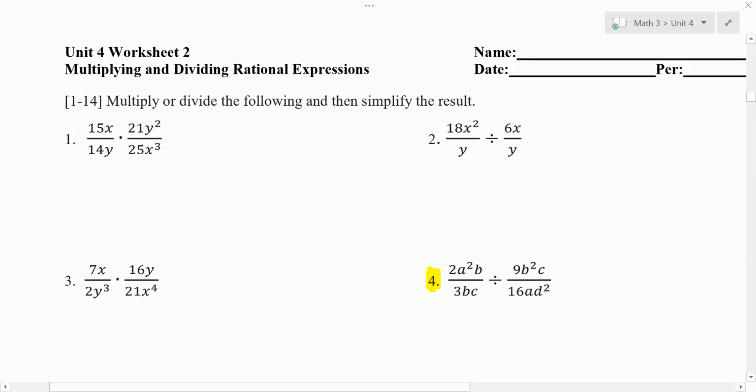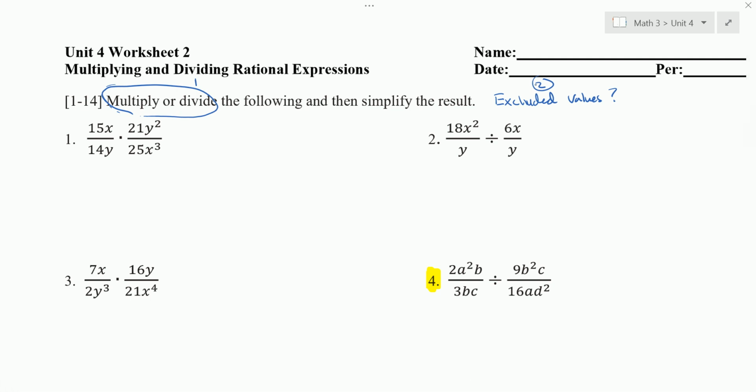I'm going to go over a few problems from the Unit 4 Worksheet 2, starting with number 4. We're asked to multiply or divide the following and then simplify the results. I'm also going to consider excluded values. It's not in the instructions, but it's important to continue to think about, because whenever you're working with fractions, you cannot divide by 0.